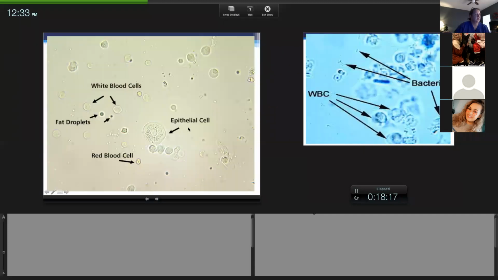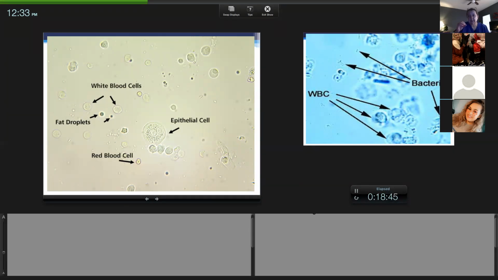Now this is a good picture because it's nice and broad and has a lot of different cells. So this is a really good picture to look at. You've got your white blood cells, okay? Look at this big cell. That's an epithelial cell. And again, the lining of the bladder is epithelium. The more inflammation that's present, the more epithelial cells. I don't expect a ton of epithelial cells if I did a cysto.